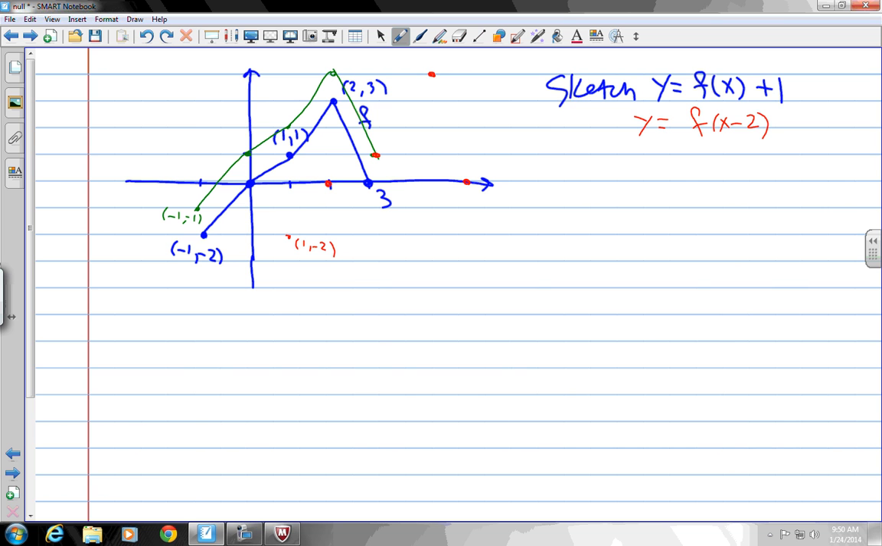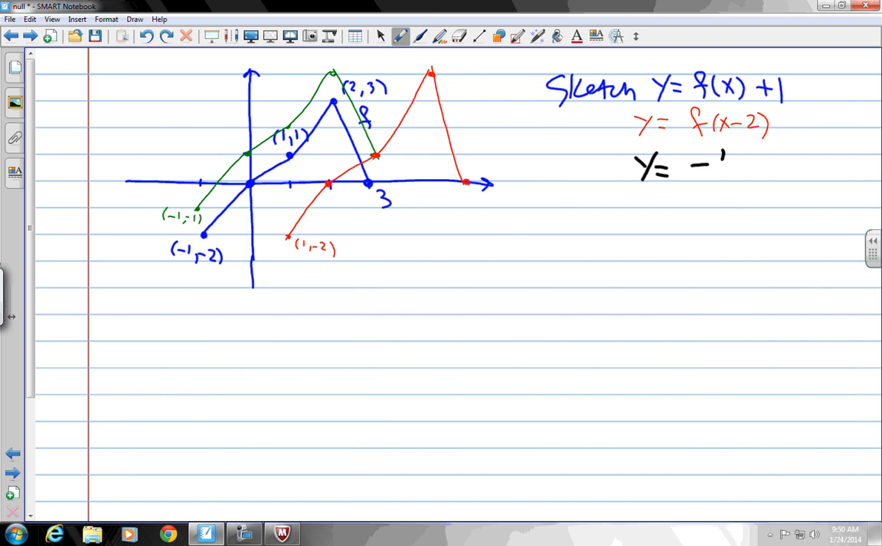But all I did, I just moved every point 1 unit to the right, 2 units to the right. Okay? Is that okay? How about this one?